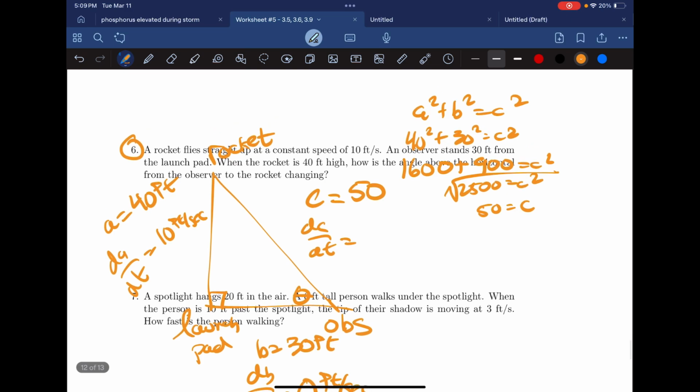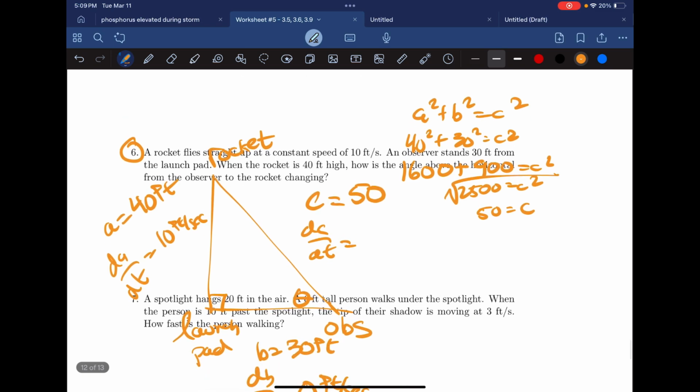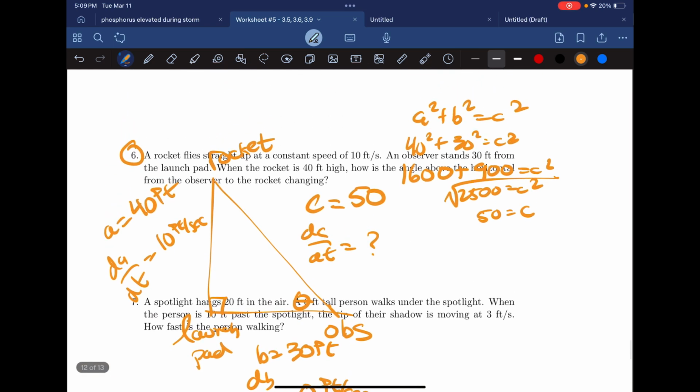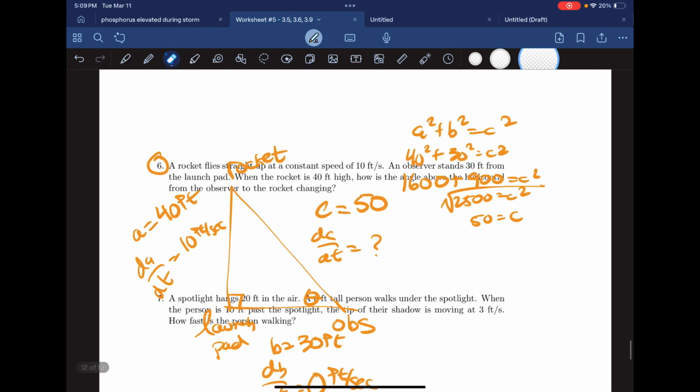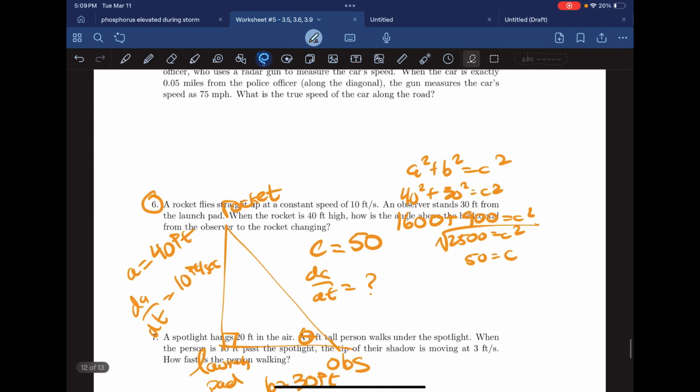dC/dt, you can figure that out by taking the derivative of the Pythagorean theorem if you want to. It's not going to be relevant to this problem, but we do need C. So we can leave dC/dt as a question mark for now. Again, you can figure it out, but we're not going to end up needing it. Because what we're going to need is, here, I'm going to move this up here so you can see it better.